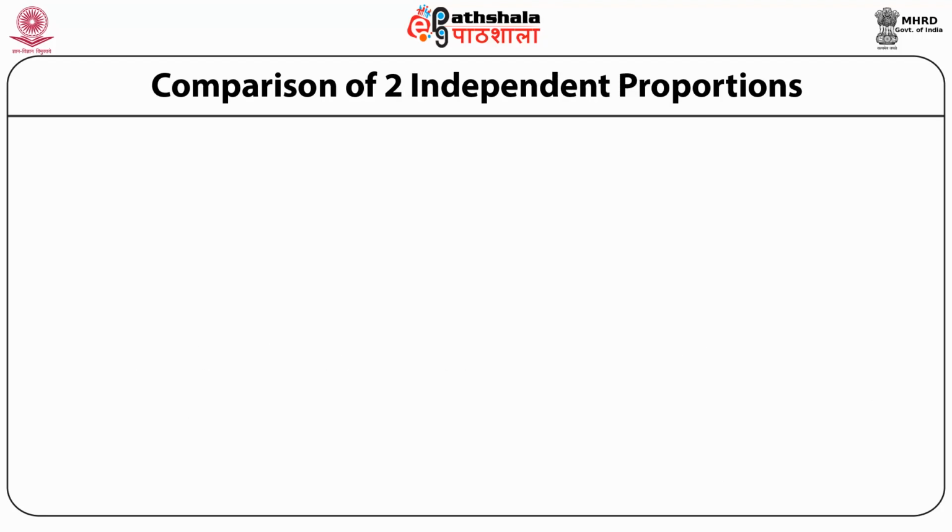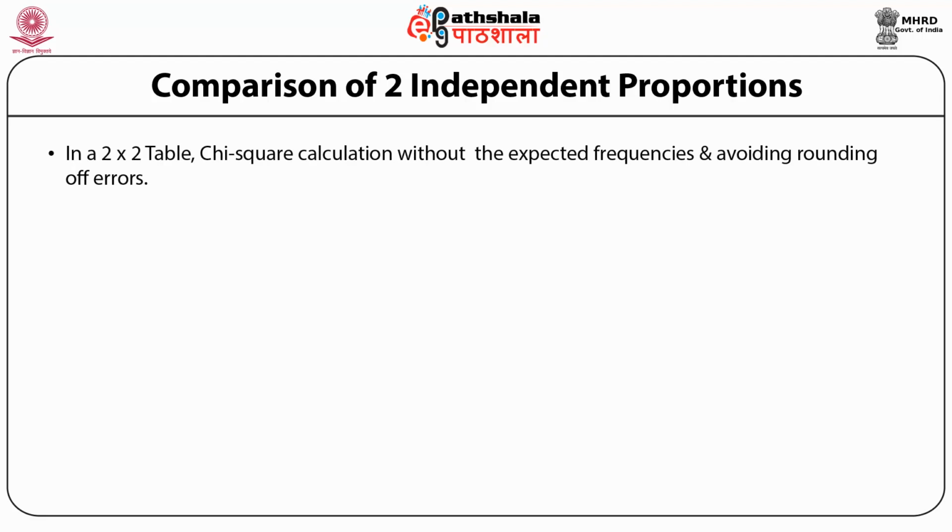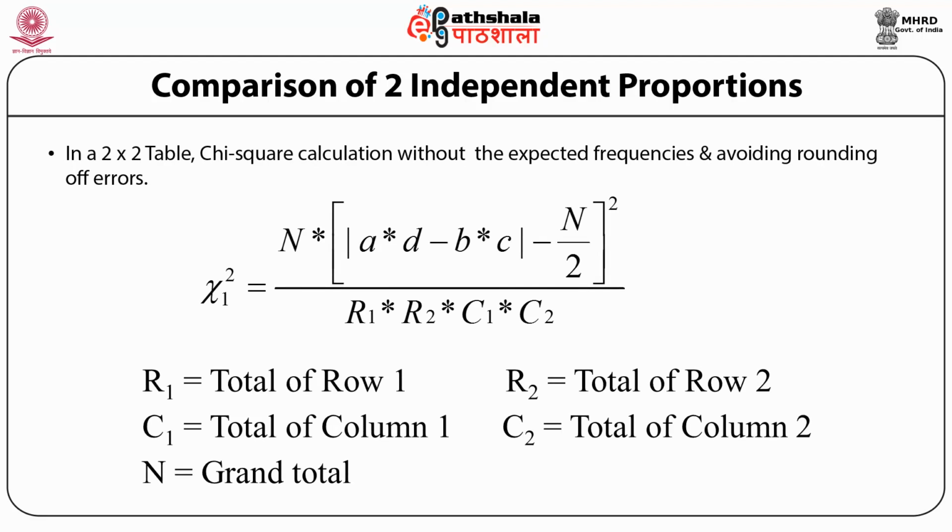Comparison of two independent proportions. It is a 2 by 2 table. This is the form: chi-square with 1 degree of freedom is n into the modulus of (AD minus BC) minus n by 2, where n is the grand total, the whole square of that, divided by R1, the marginal total of row 1, into R2, the total of row 2, into C1, the total of column 1, into C2, the total of column 2. This way we can get the chi-square. This is for a 2 by 2 table only.